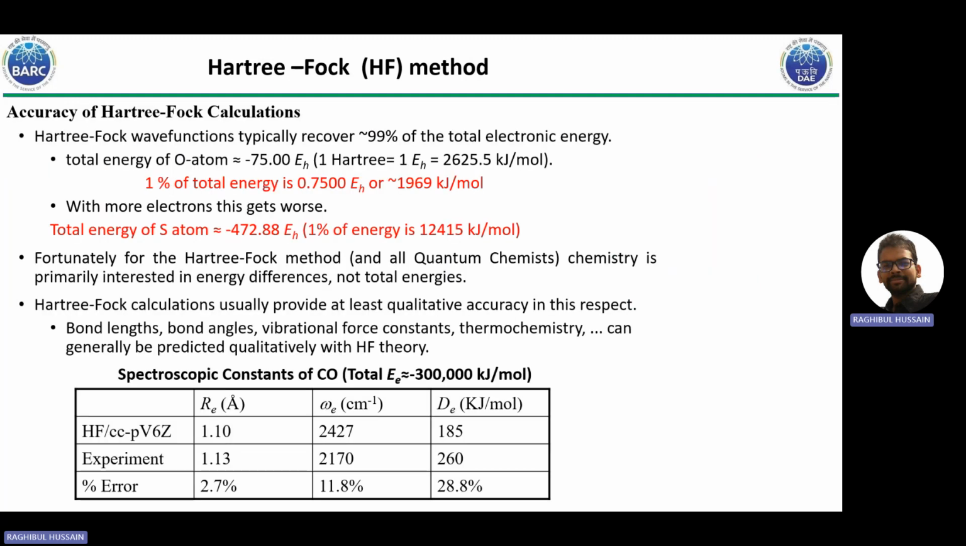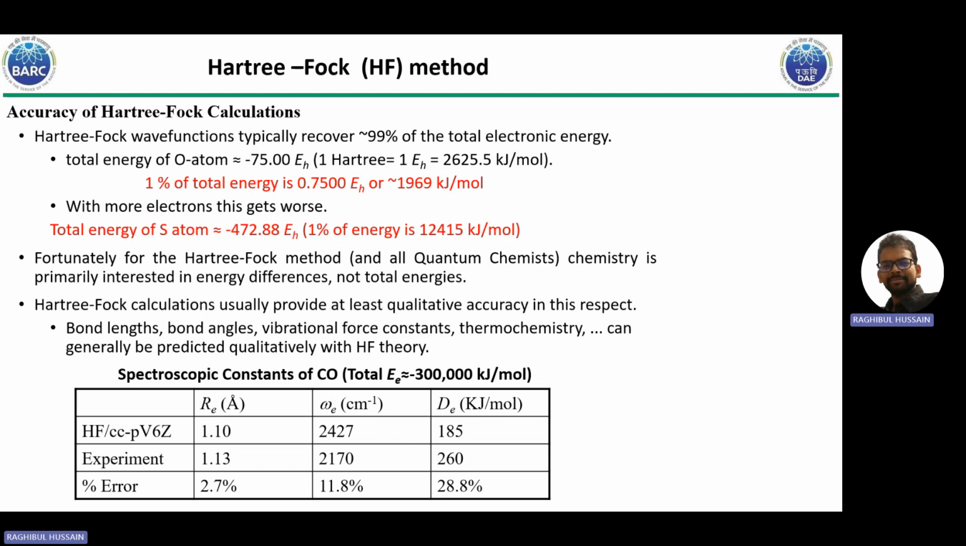Okay, so we have got the energy value. We are able to solve our Hartree-Fock equation and get the energy value. Now we see whether we are happy or not. You see that it gives 99% of the correct electron energy, so you will be happy.